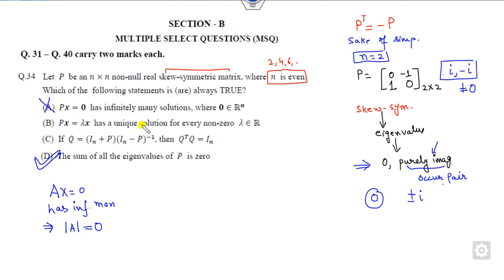Px equals lambda x is the unique solution for every non-zero lambda. So if I consider here, it clearly says that (P minus lambda I) x is 0.